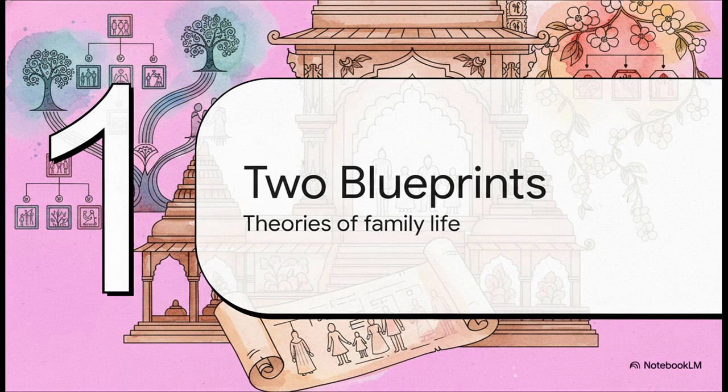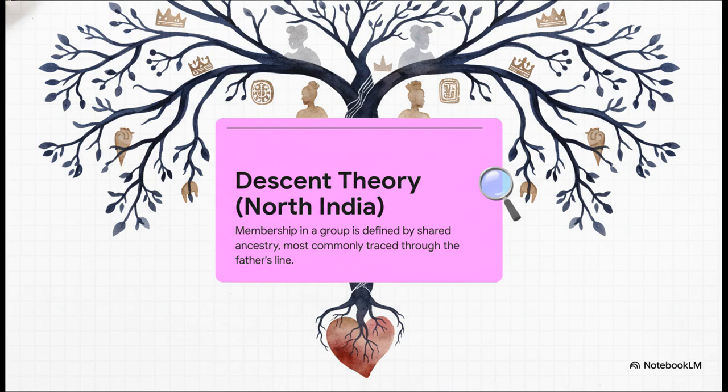We're talking about the absolute foundational ideas that shape family life across the entire subcontinent. First up, we have what's called descent theory. Think of this as the main software running in North India. And here, everything, and I mean everything, is about your bloodline. Your identity, your place in the world, it's all decided by the group you were born into. It's based on shared ancestry, and almost always that's traced through the father's side.